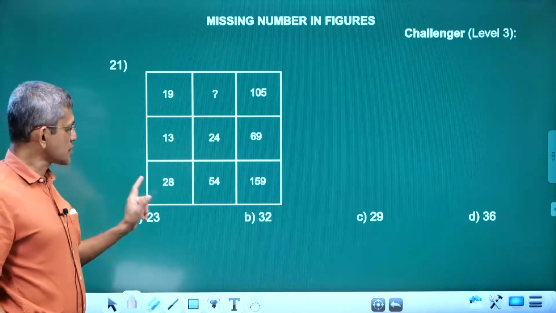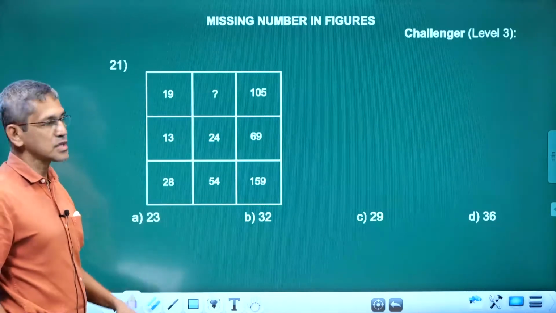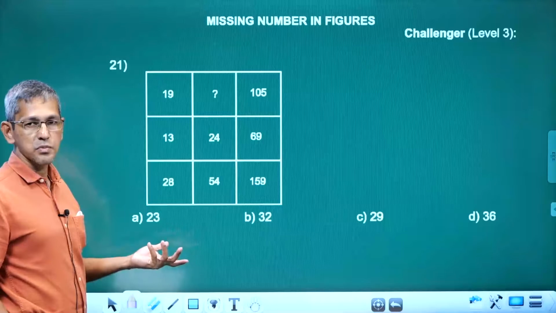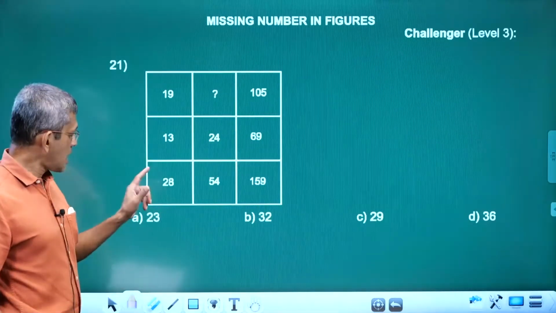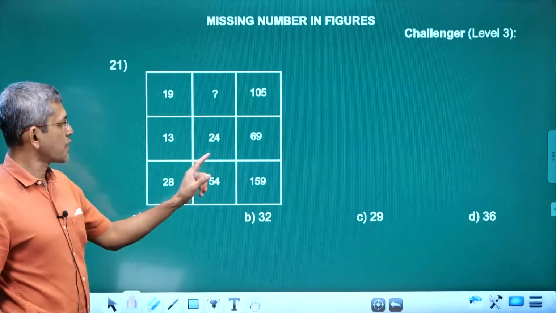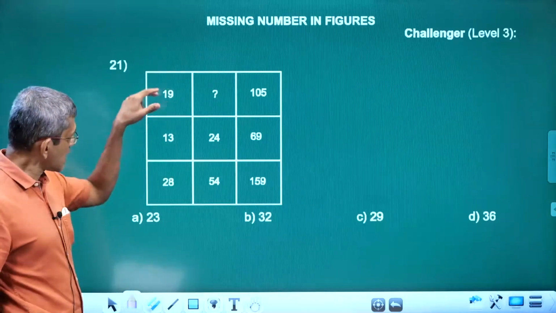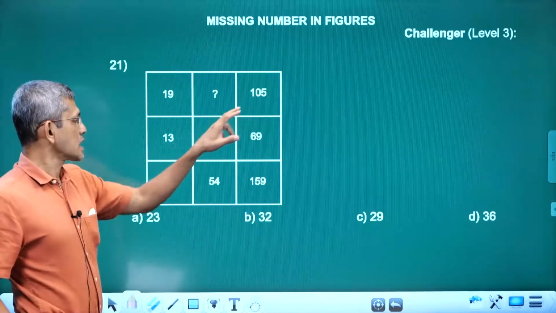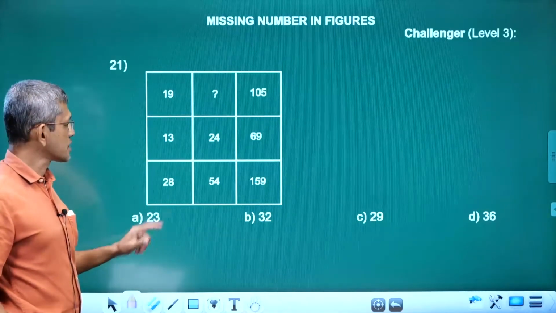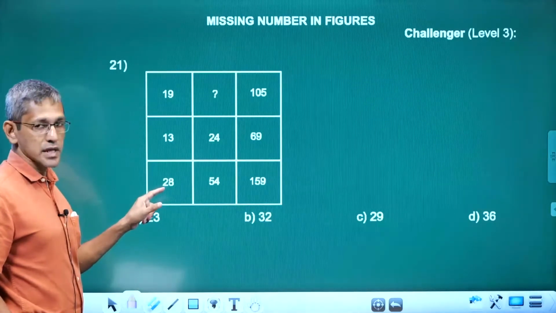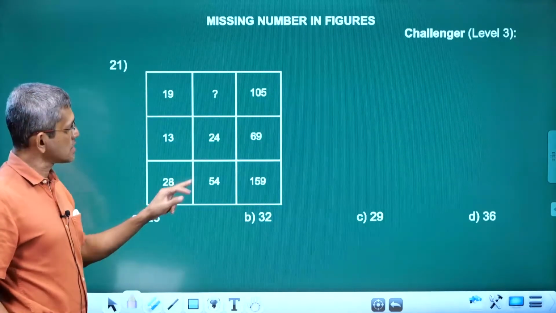So first of all, let's do this. Look at these two rows, second row and third row. First row, because one number is missing over there, we have no idea what could be the pattern in that row. So this is 13, 24, and 69. And 28, 54, and 159. That's one way of looking at it. Or the other way of looking at it, 19, 13, and 28, and 105, 69, and 159. So 19 plus 13 is 32, and this is 28. 32 minus 4 is 28.